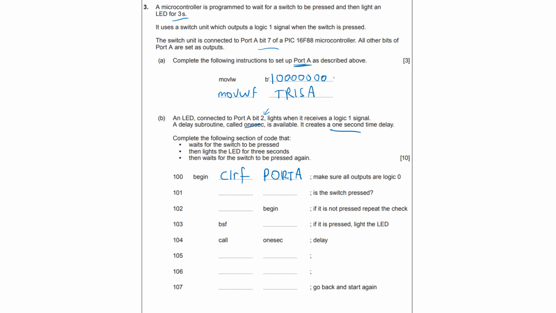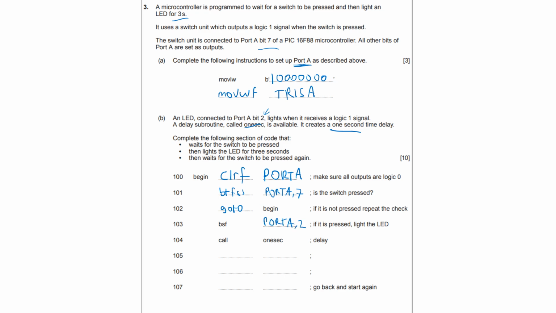Anyway, is the switch pressed? Obviously, that's your checking: bit test file, skip if set, port A, comma 7. Yeah. If it's not, then go back, so that's obviously goto begin. If it is pressed, light the LED: bit set file port A, comma 2. Call 1 second delay.